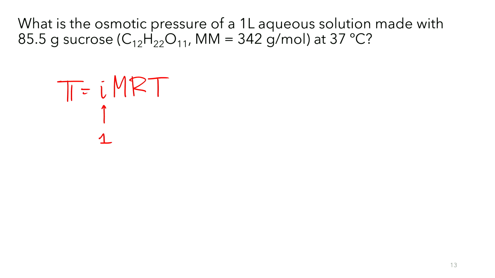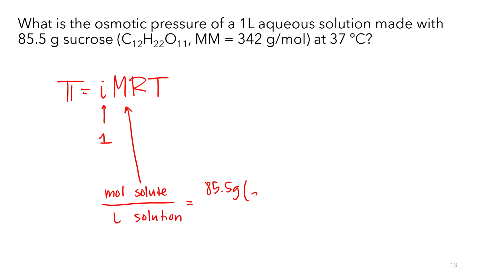And then for molarity, you bring that definition. You say, I know that molarity is moles of solute divided by liters of solution. All right, so I need moles of sucrose. You have the molar mass right there. This is in 1 liter. This should be a fairly straightforward calculation. So 85.5 grams divided by 342 grams per mole over that 1 liter. I got 0.25 molarity.